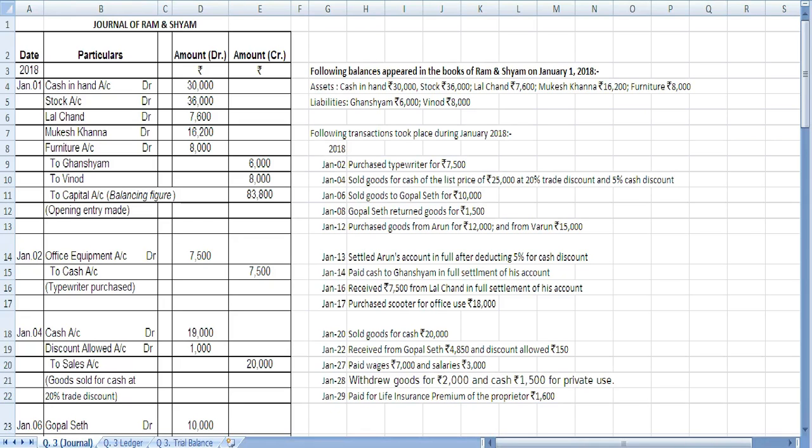Today we'll do chapter Ledger, question number 3. From the same question we'll make the journal, post them into the ledger and prepare the trial balance. So here is the question.